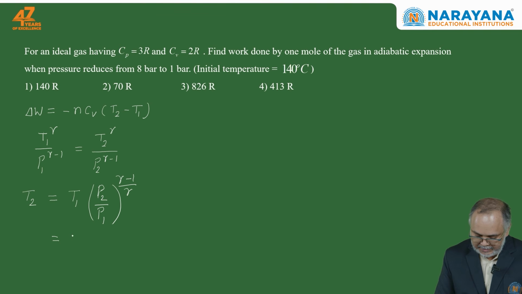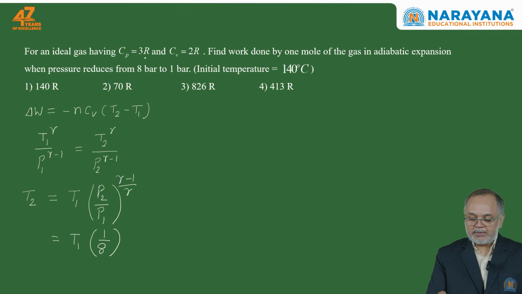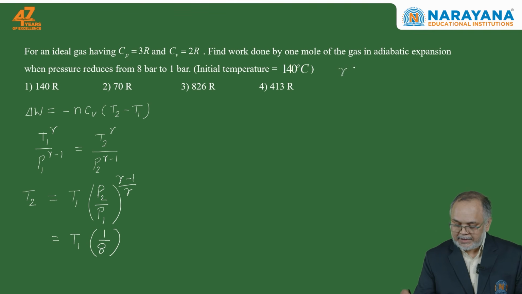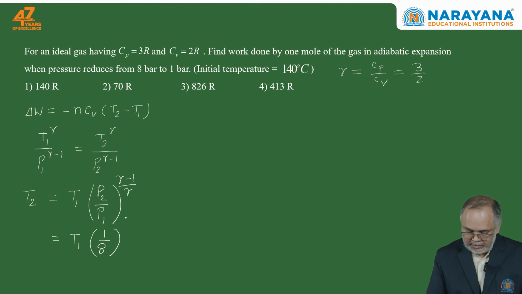So here we can write T1 into P2 over P1. P2 is 1 bar and P1 is 8 bar, so we can divide these two. Gamma we can write with the help of Cp and Cv: gamma is Cp upon Cv, which is equal to 3 by 2. So this will be (gamma minus 1) upon gamma.